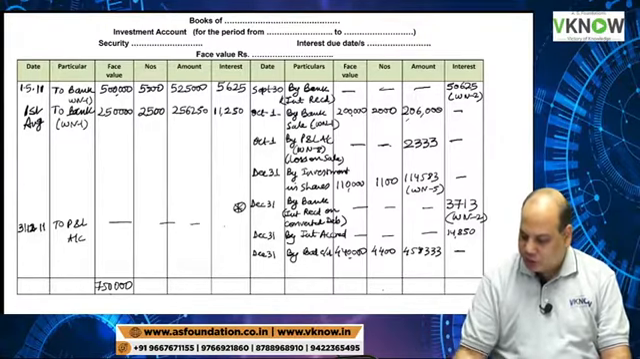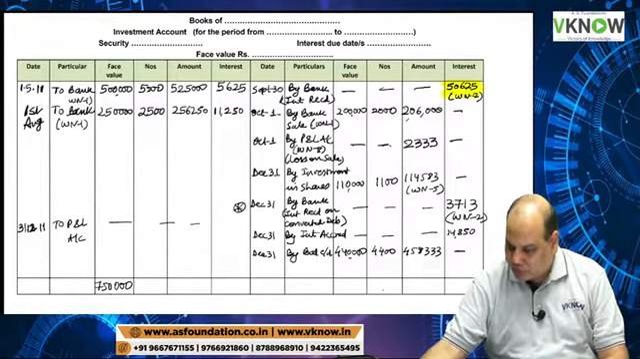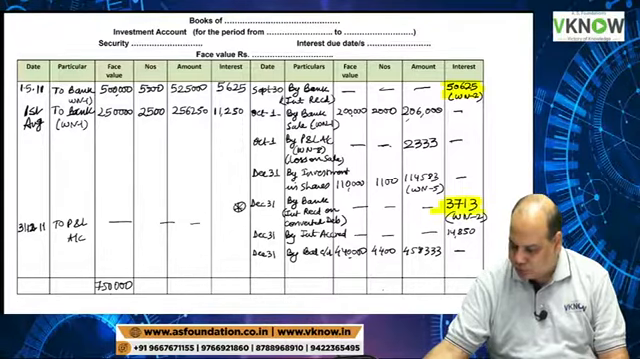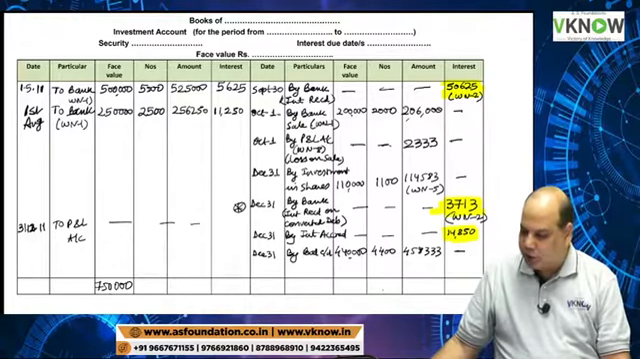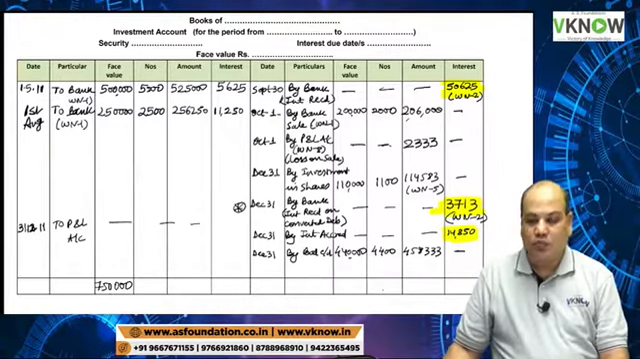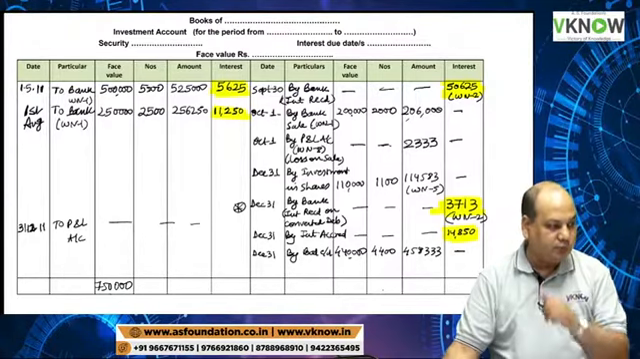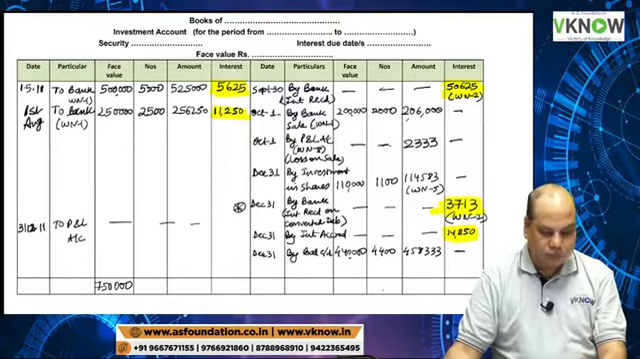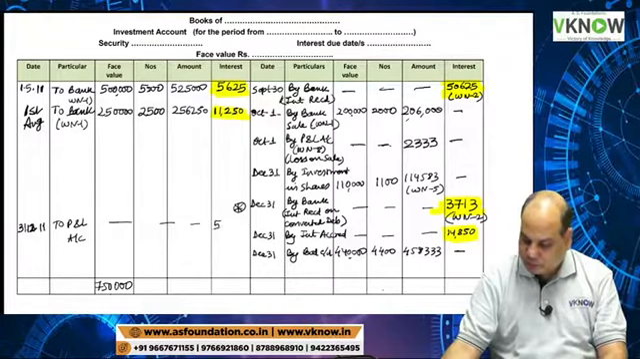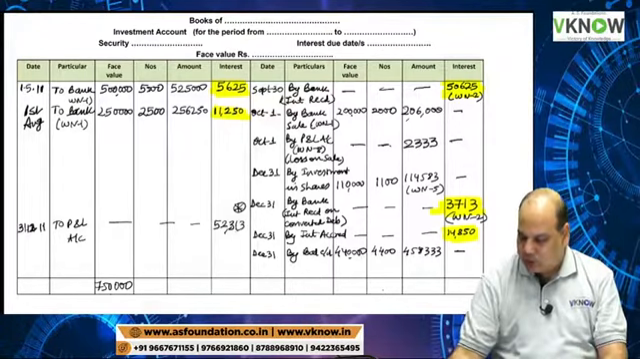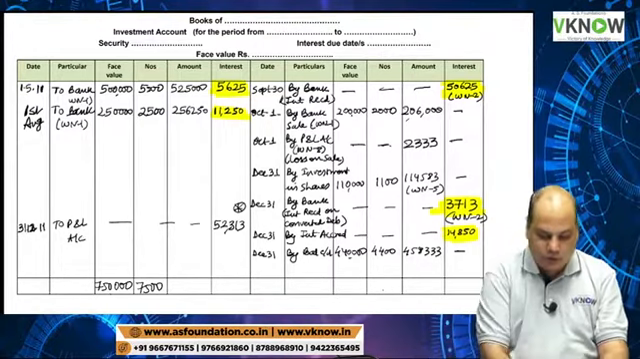Students will take the total of the credit side: 50,625 plus 3,713 plus 14,850 minus 5,625 minus 11,250. So the answer is, as somebody rightly answered, 52,313.